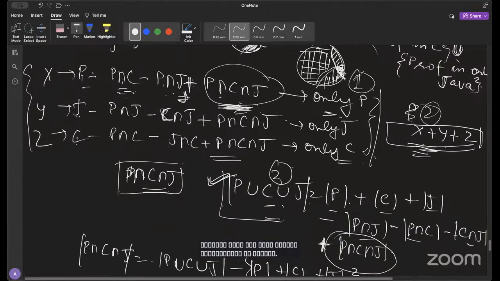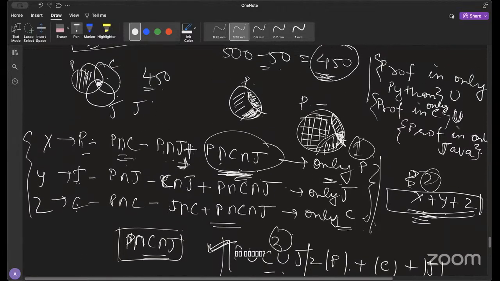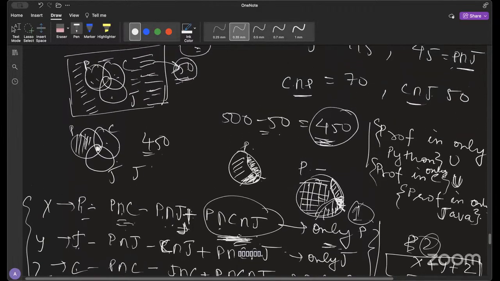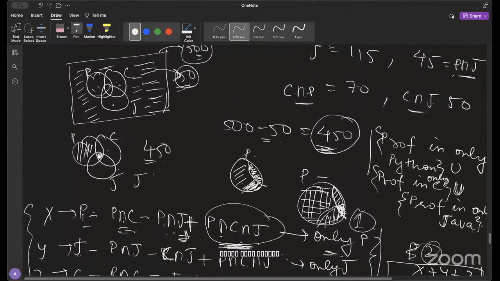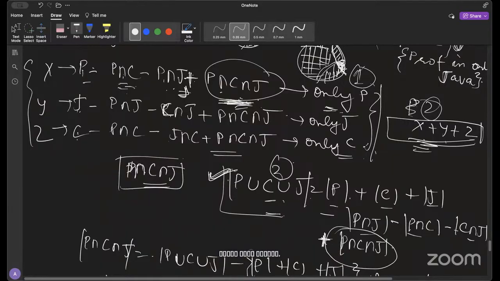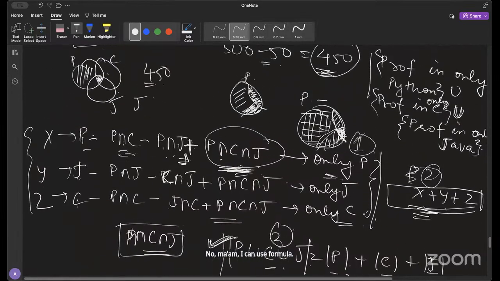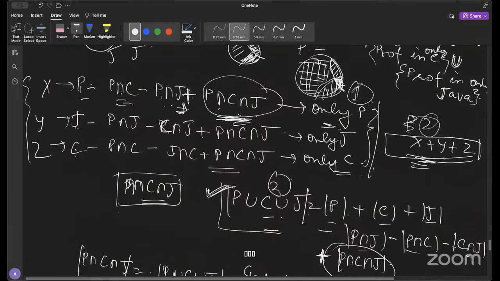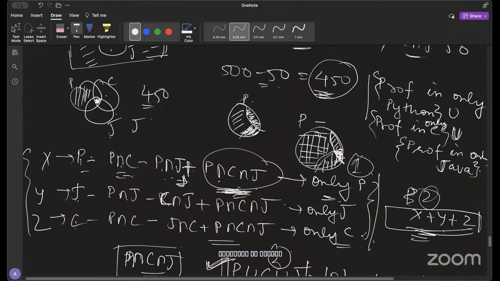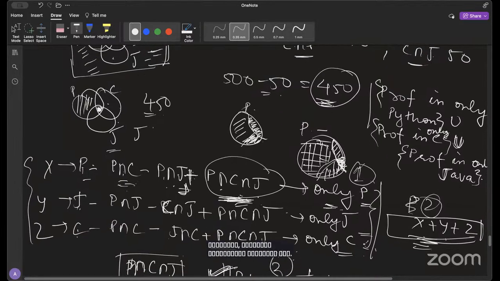Okay. You want me to do that here? It's not a part of your syllabus though. No, ma'am. I can use the formula. There are some formulas, sometimes what happens is it's easier to use the Venn diagram. So for these ones, you can't possibly remember each and every formula because this is not even a standard formula, by the way.